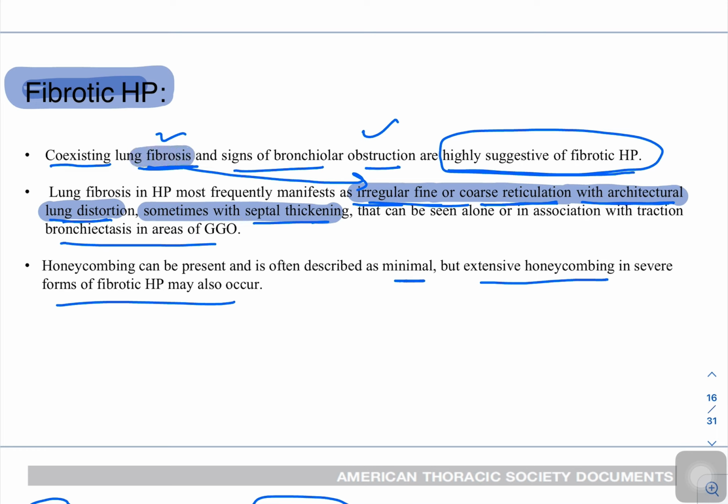So basically lung fibrosis and signs of bronchial obstruction would be there. Honeycombing can be present and it is often described as minimal, but extensive honeycombing in severe forms of fibrotic HP may also be there.